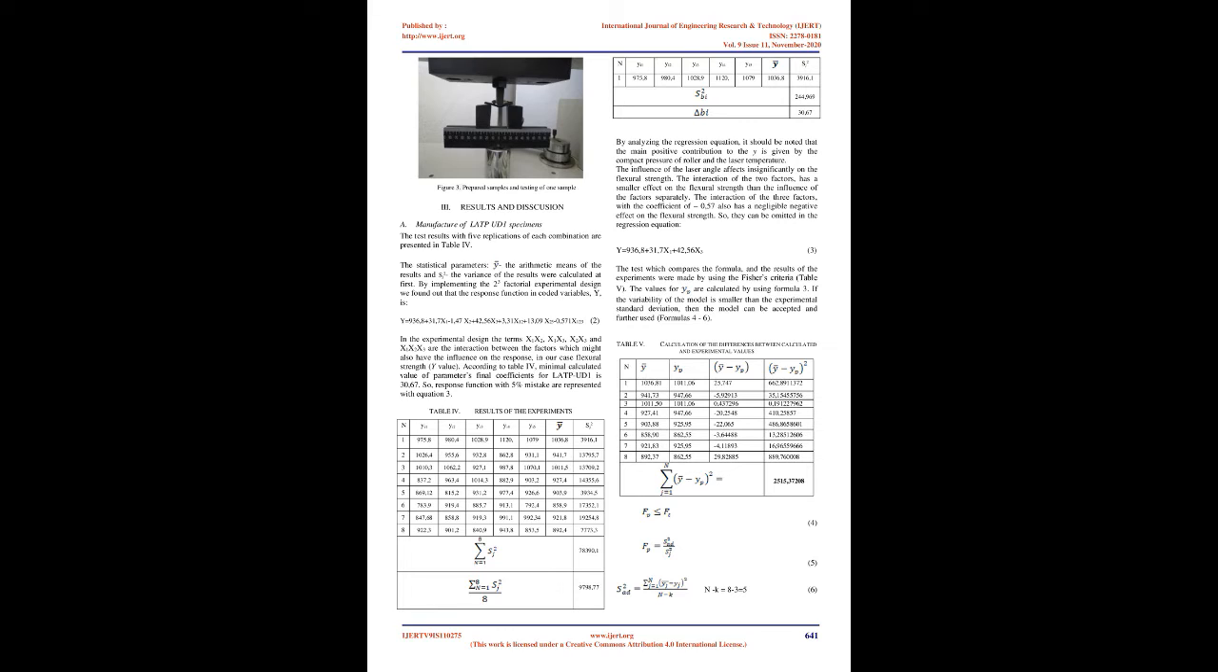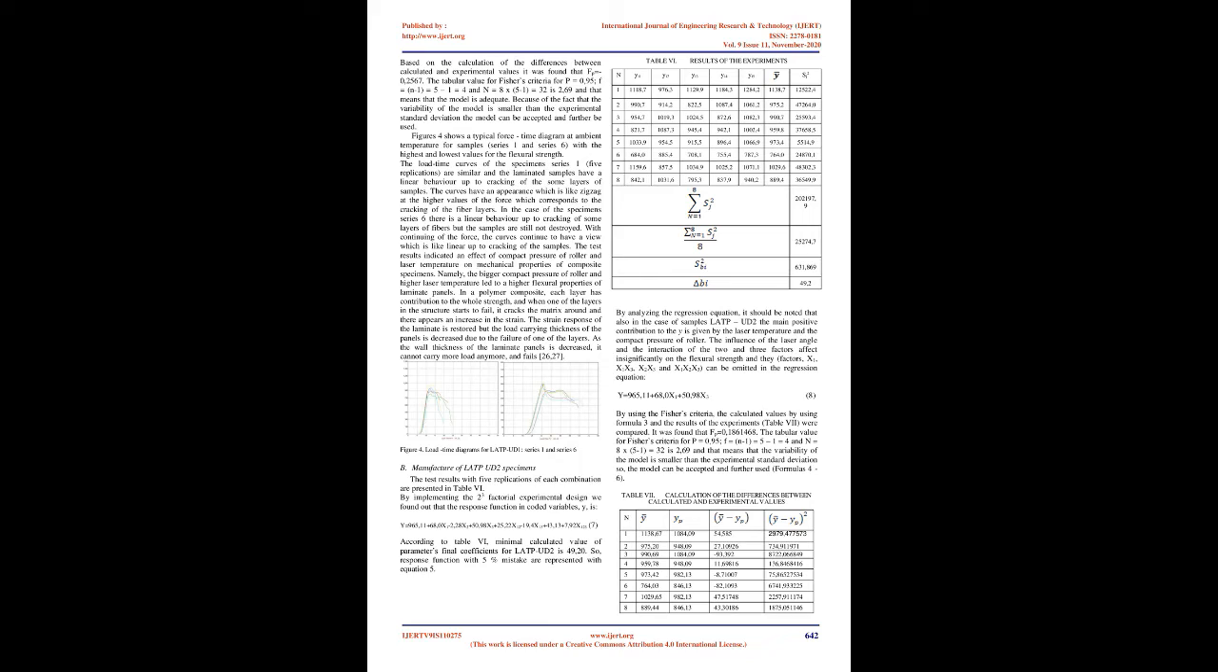3. Results and discussion. A. Manufacture of LATP-UD1 specimens. The test results with 5 replications of each combination are presented in Table 4. The statistical parameters, the arithmetic means of the results, and S_j squared, the variance of the results, were calculated at first. By implementing the 2^3 factorial experimental design, we found out that the response function in coded variables, y, is y equals 936.8 plus 31.7 x1, minus 47 x2 plus 42.56 x3 plus 33.1 x12 plus 13.09 x23 minus 0.571 x123.